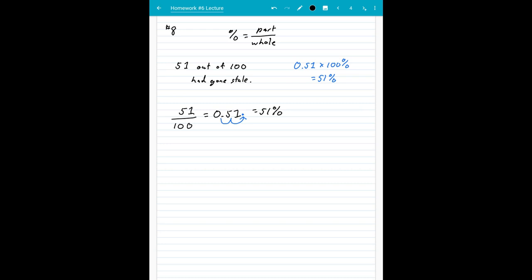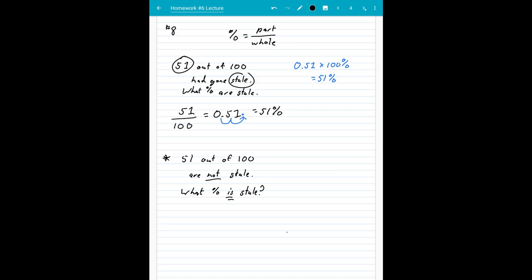But the thing is, you want to look out for the wording of the word problem. What if we had one that said 51 out of 100 are not stale? Then it asks, what percentage is stale? So look at the wording for this one. The first one said 51 out of 100 had gone stale, and it wants to know what percentage are stale. So it was the number related to stale, and then the percentage that we're trying to find is related to stale in the first one. But on the second one, it says 51 out of 100 are not stale. What percentage is stale?